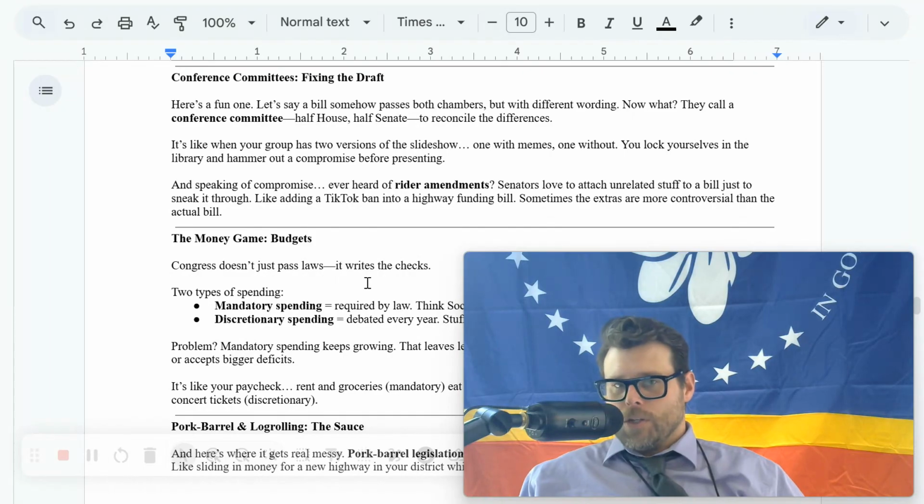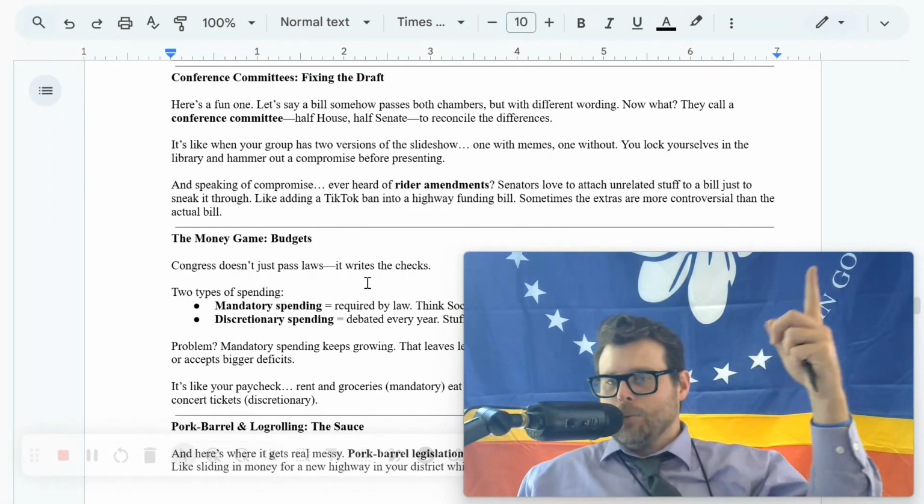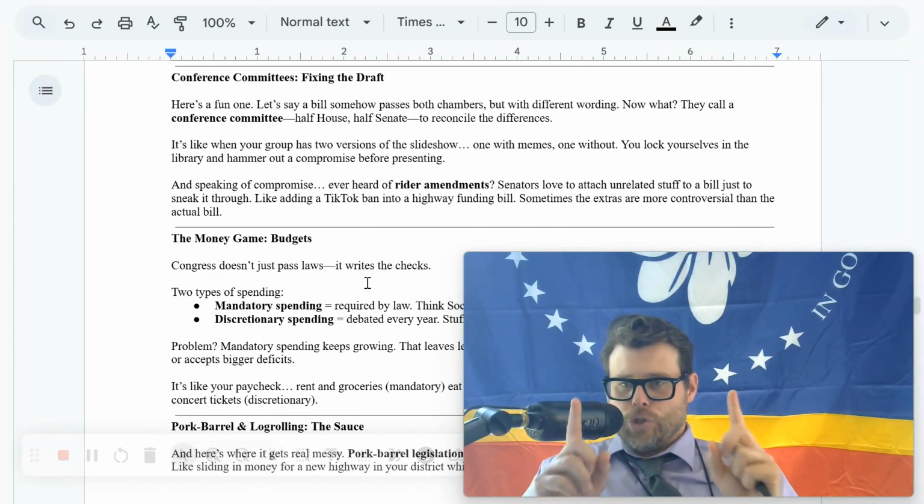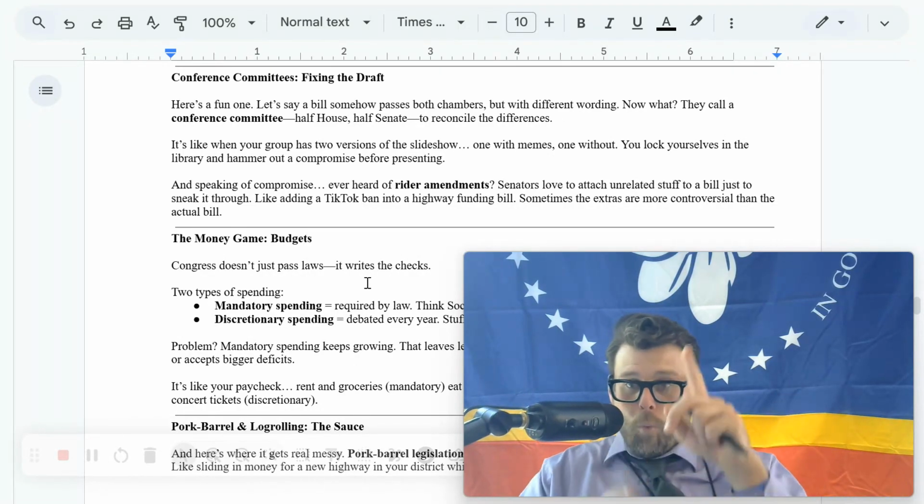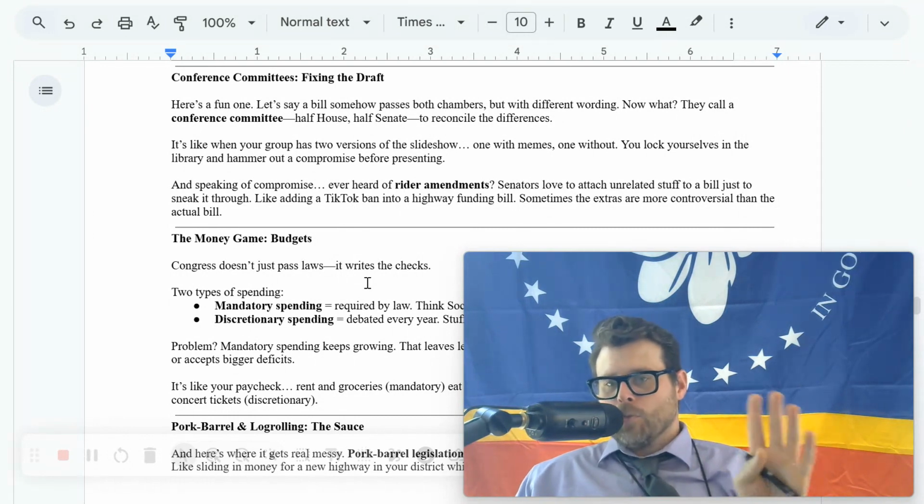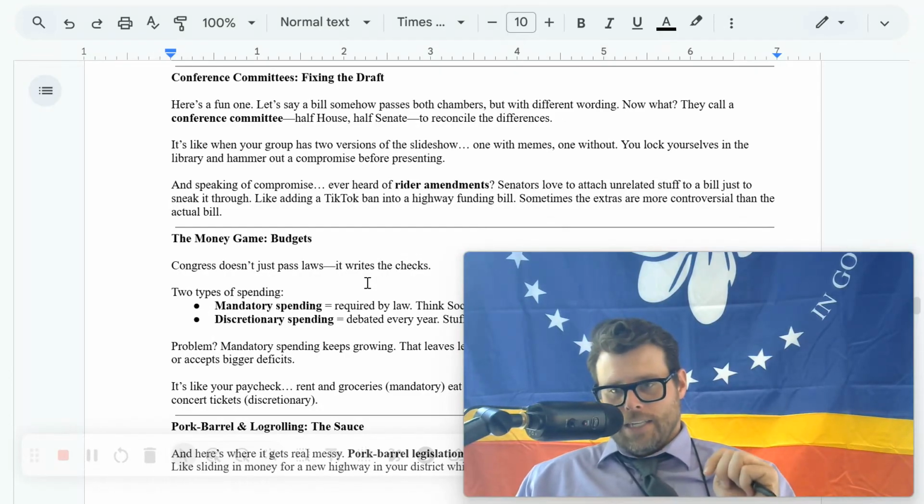All right, so now what do we do? We call a conference committee, another committee within committees. How about that? Half House, half Senate to reconcile the differences and to take two bills and make one identical bill. And it's like when your group has two versions of the slideshow, one with memes, one without. You lock yourselves in the library and hammer out a compromise before presenting it.